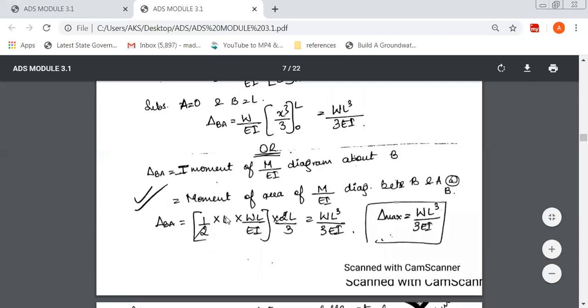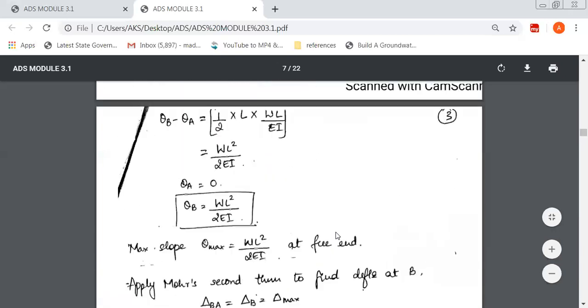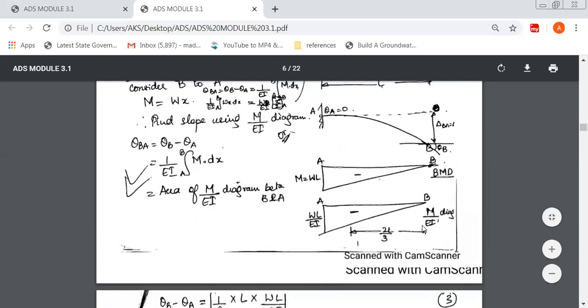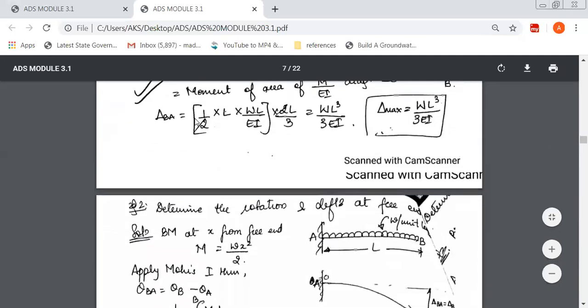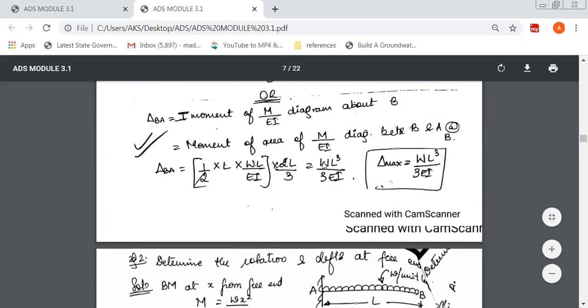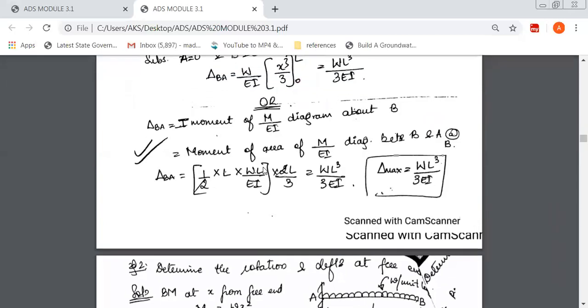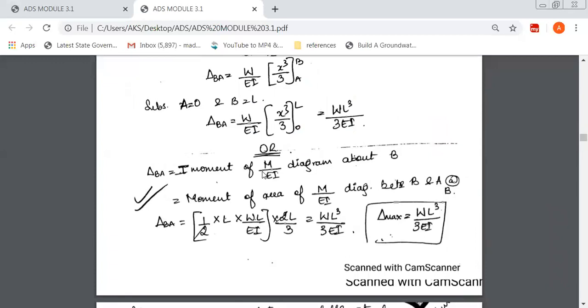So delta BA is equal to, as usual, first find the area. This value gives us area into its CG distance. Area is half into base into height, and the CG distance we have already found out because we are finding from B, so it is 2/3 of L. So it is now half into base into height into 2/3 of L. This is the CG distance. So area into its CG distance will give us the moment of area. When you solve this, you'll get WL cube divided by 3EI, and this is the maximum deflection. This is how we solve both the quantities, that is theta B and delta B.